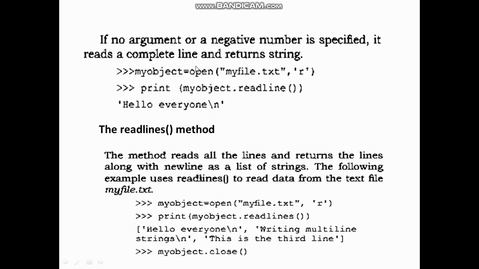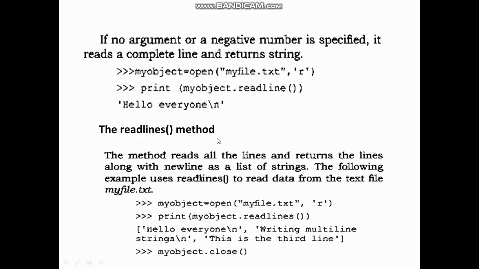Suppose no argument or a negative number is specified, it reads a complete line and returns a string. Look at the sample code. In the readline method, you are not mentioning the size of data to be read. Now it returns a complete line of string, including the backslash n newline character.